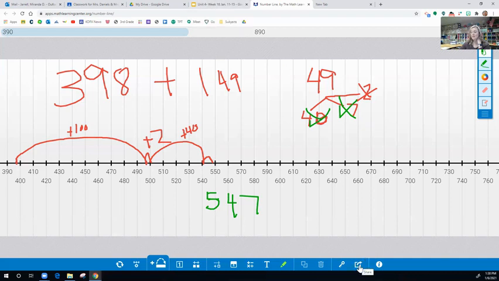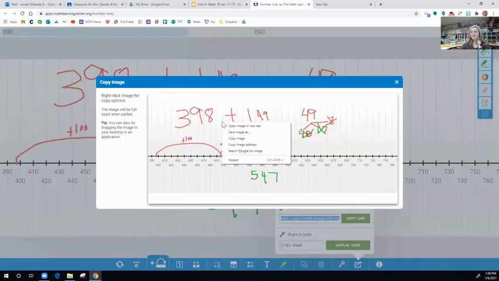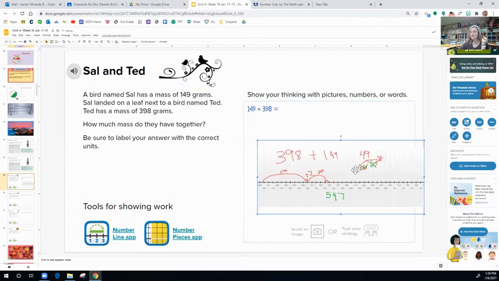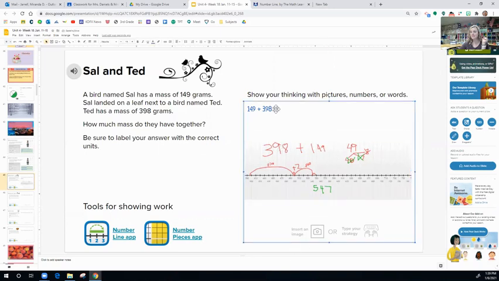So I can share my work by clicking on this share button, copy image. You can right click or you can do Control C. And when I go back, I can paste this in just like that. And then I can show my teacher my work, how I used a number line. And then I'll click here for the text. I want to make sure that I put in my answer, 547. And it said to label with the correct units. So it's not just 547, it's 547 grams.